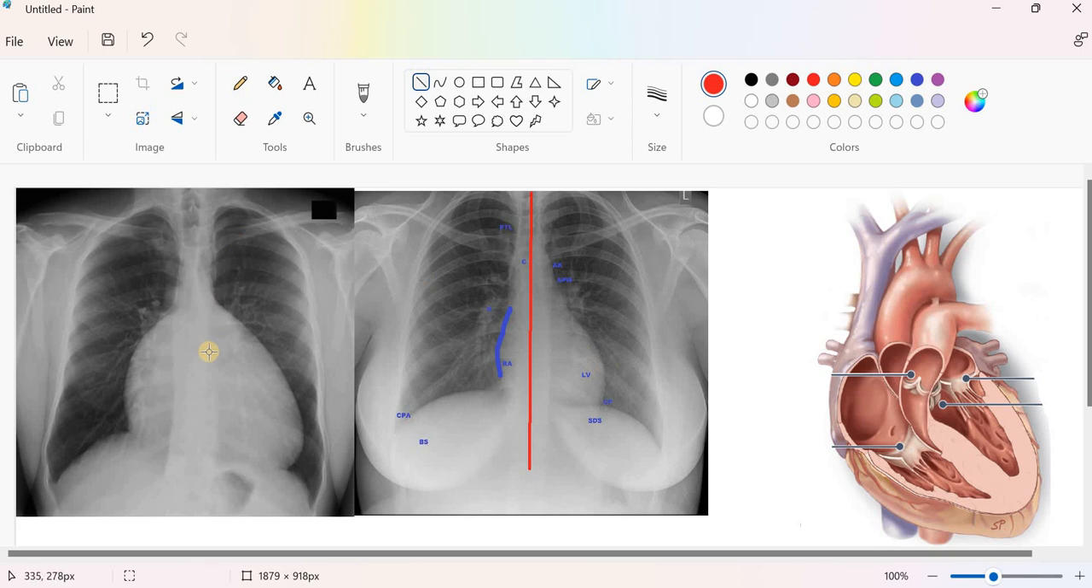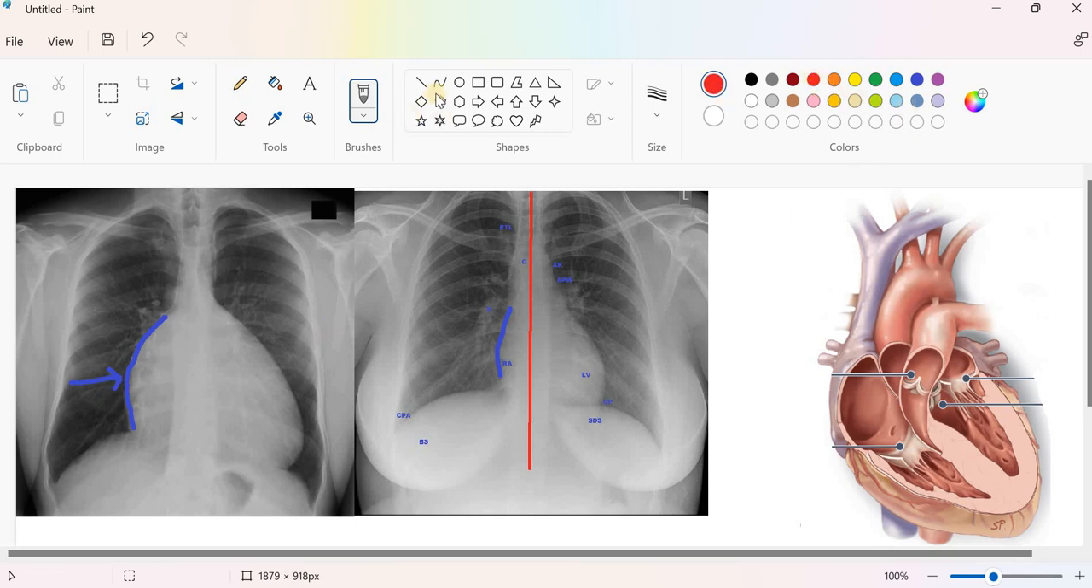Now, if we have a look at the abnormal X-ray here, we will notice immediately that the shadow of the right atrium is a bit enlarged, and it is prominent by more convexity of the right border of the heart. So when we find the right border of the heart in the posteroanterior chest X-ray more convex, this denotes that the right atrium is enlarged.